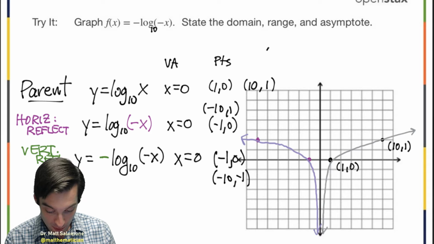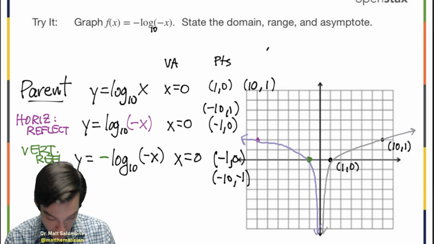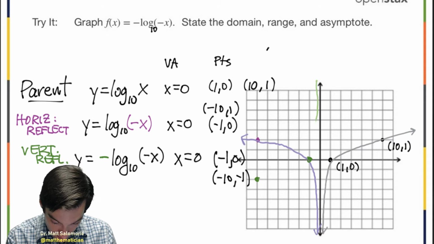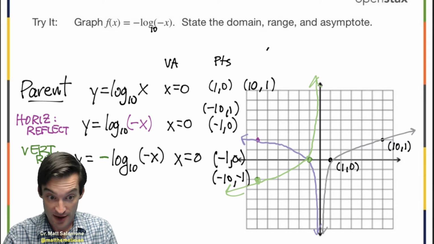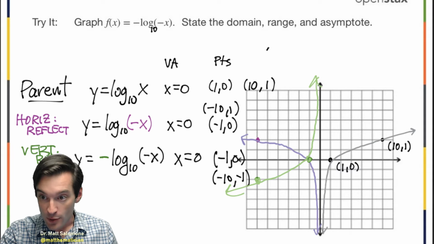When I plot those points, here's my negative 1, 0, but my negative 10, negative 1 is now going to be over here. Right? It's going to be on the other side of the x-axis from where we were. And my graph is going to look like this. And so this green curve is the graph of f of x equals minus the base 10 log of minus x. So that's how logarithms work from the point of view of graphs.